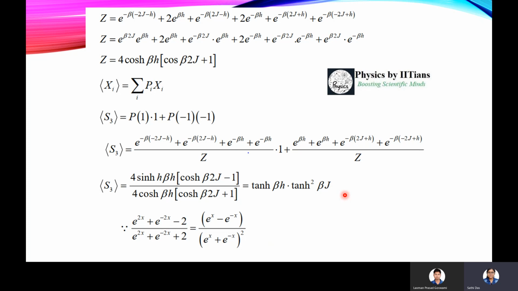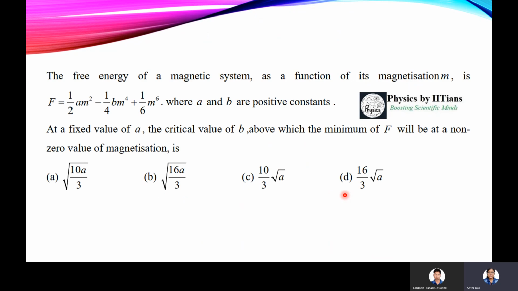So friends, this kind of question needs your technical ability to solve as much as possible. So that's why I request you, this kind of question you should practice before the exam.